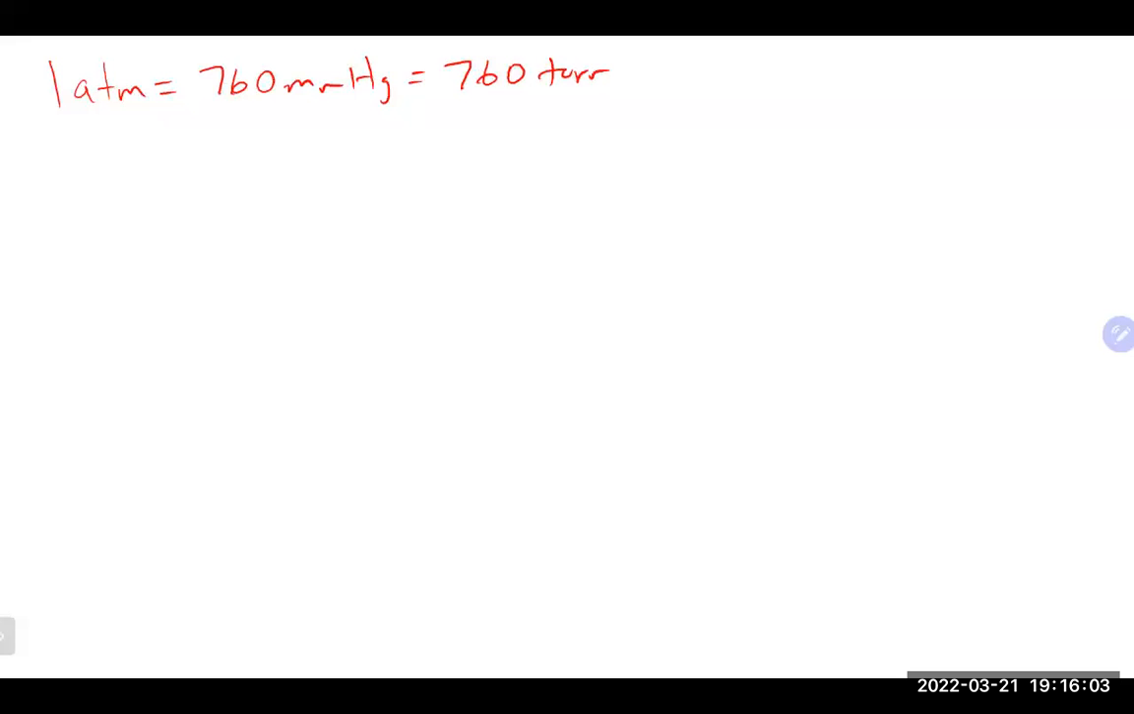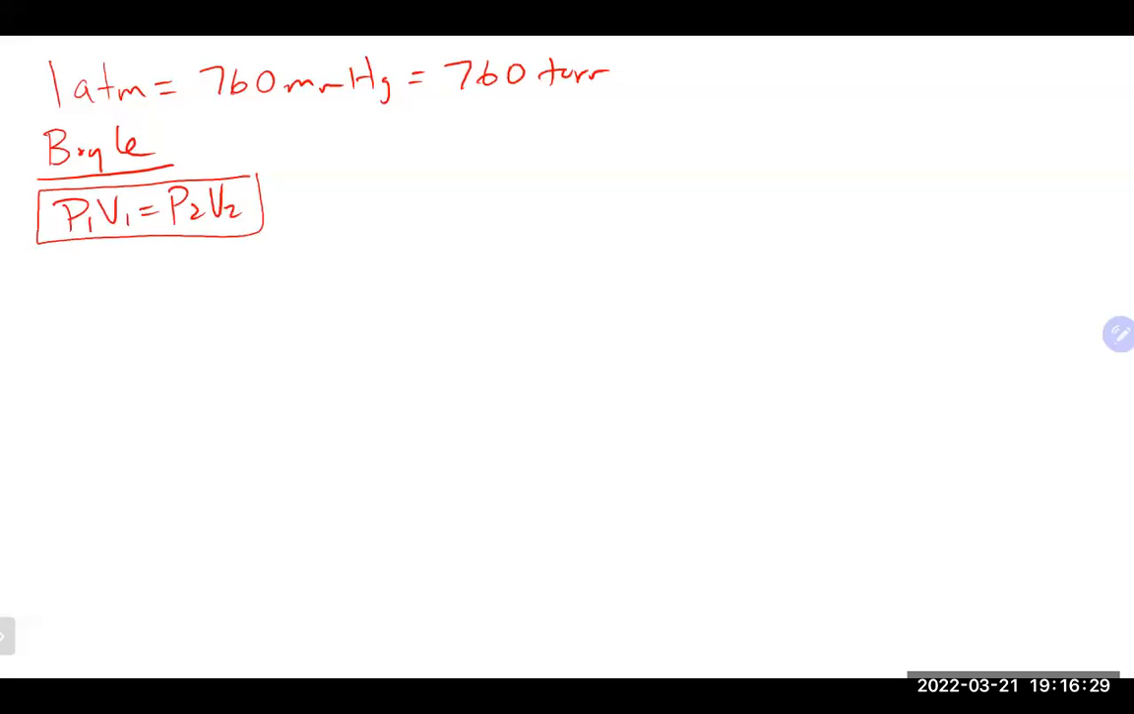And obviously 760 would be the number that you would use to go between atmospheres and millimeters of mercury, or atmospheres and torr. Obviously, to go between millimeters of mercury and torr, it's a 1-to-1 relationship, so you just basically change the number. We talked about Boyle's law, and Boyle's law is P1V1 equals P2V2.